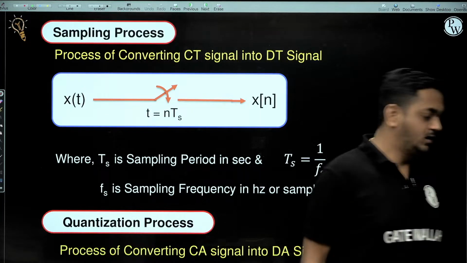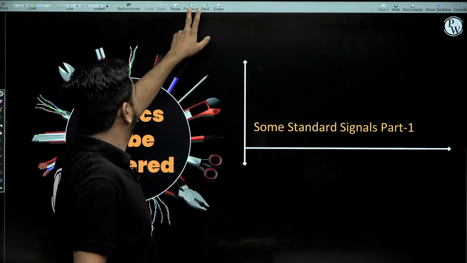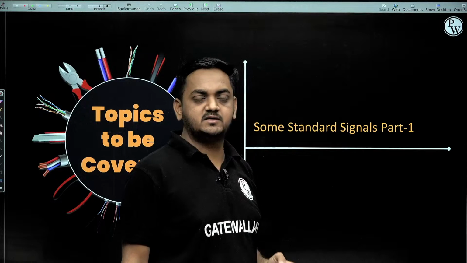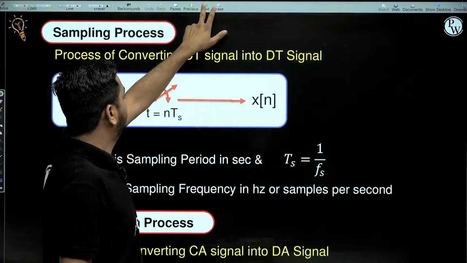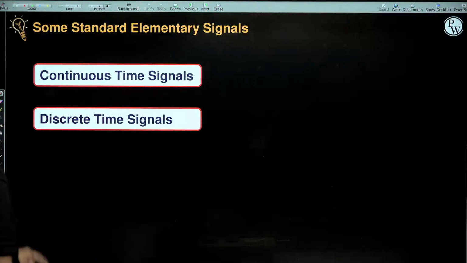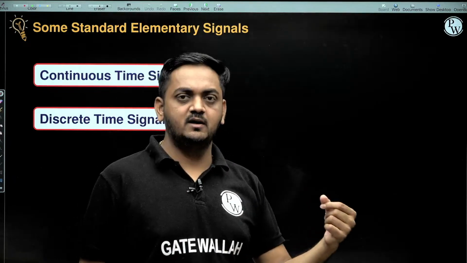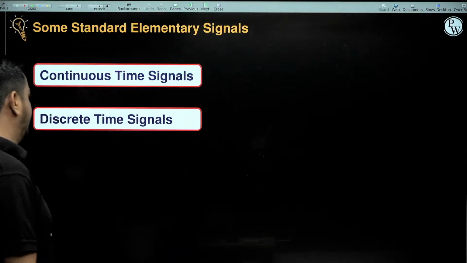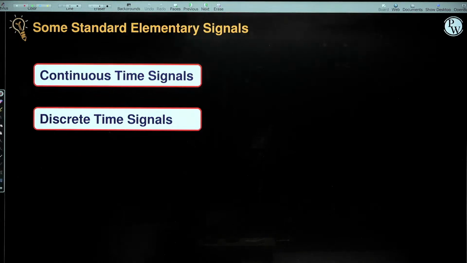Okay, now let us continue further, guys. Today we are going to see some standard signals in continuous time as well as discrete time, and this is part 1. So what we are going to study? Some standard elementary basic signals. With the help of these basic signals, we can represent the complex signals. So we will see standard signals in continuous time as well as discrete time.